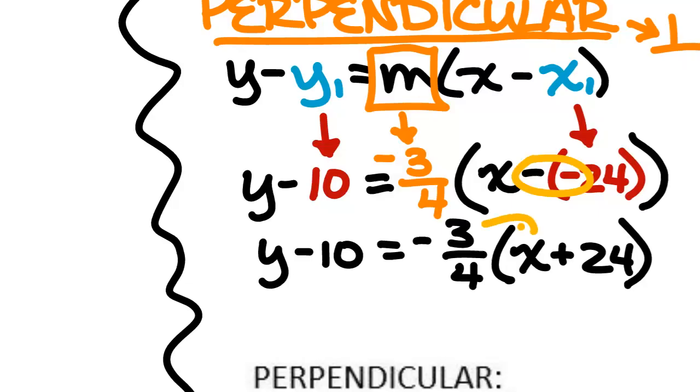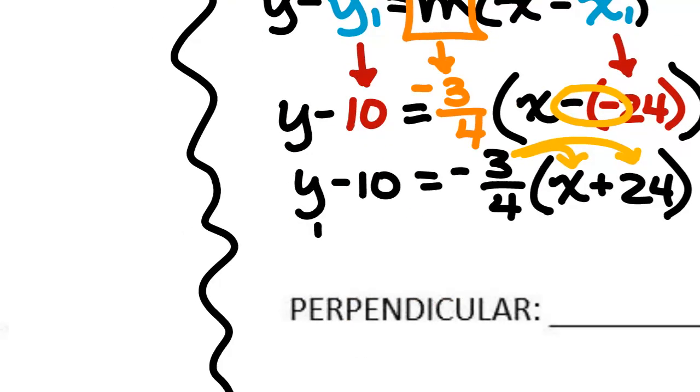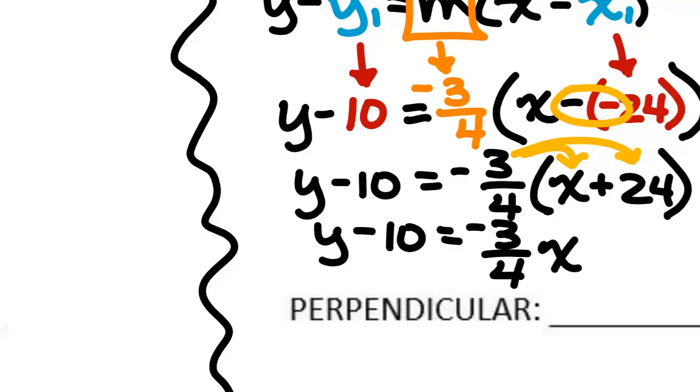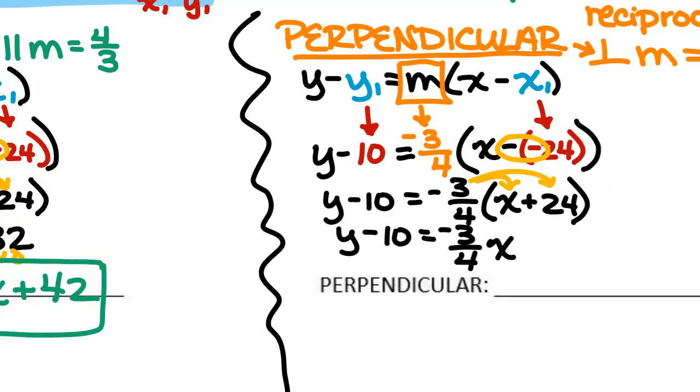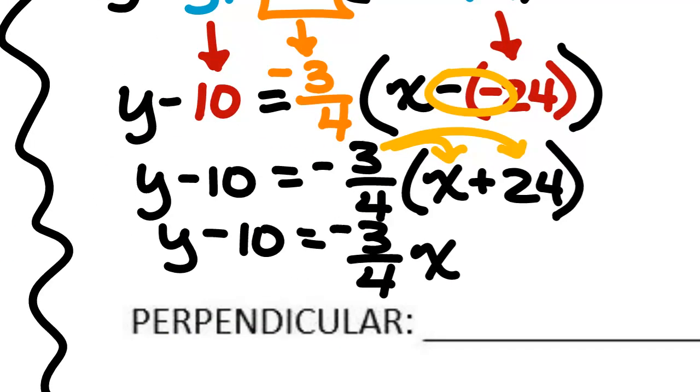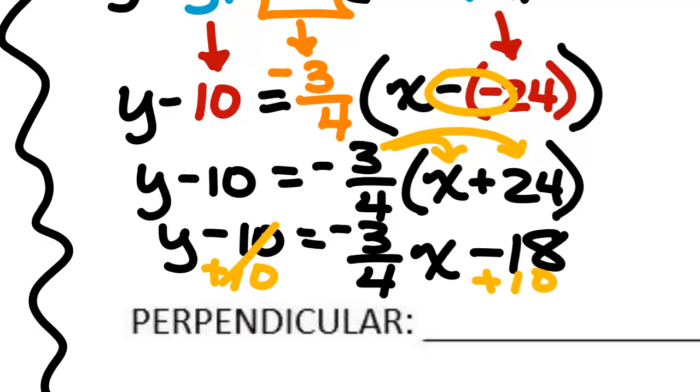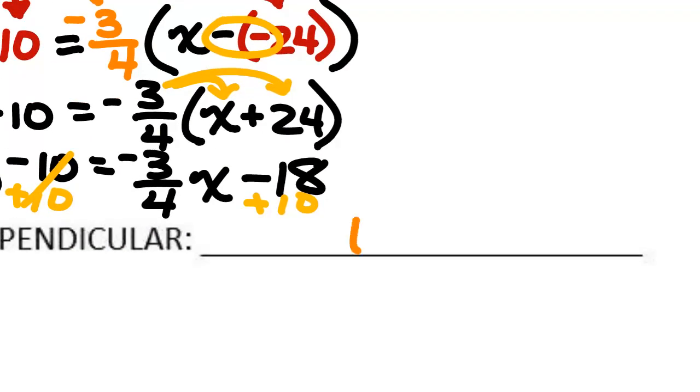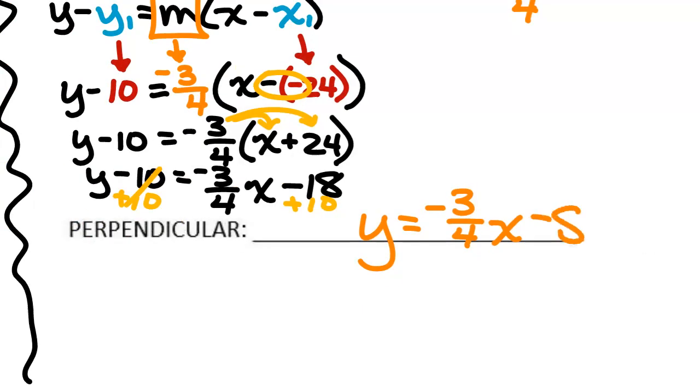We take negative 3/4 and distribute it. It has to be distributed to both pieces. So I would have y minus 10 equals negative 3 over 4x. What is negative 3/4 times 24? Negative 3/4 times 24. Negative 18. The last thing we need to do on this problem then is add 10 to both sides. My perpendicular equation would be y equals negative 3/4 x minus 8.